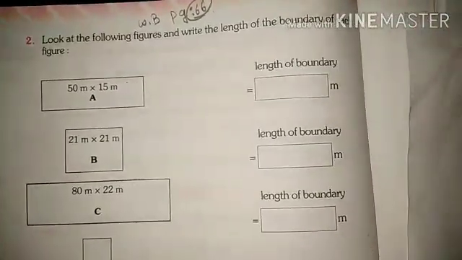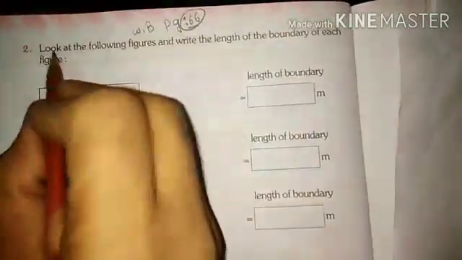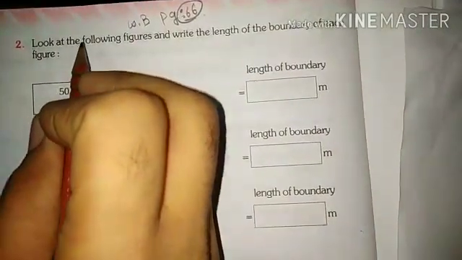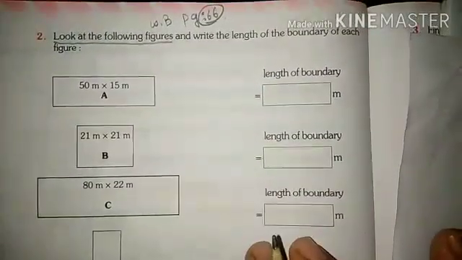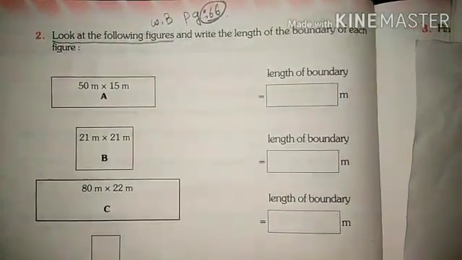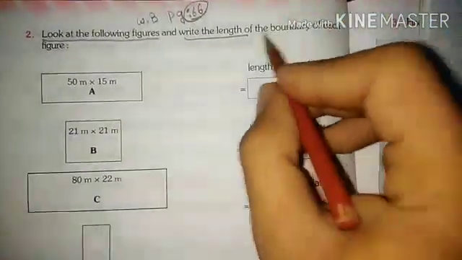The question says, look at the following figures and write the length and boundary of each of the figures. So students, let me explain the topic. What we have to do is look at the following figures. On this page 66, I have been given some figures. What I have to do is write the length and boundary of each of the following figures.